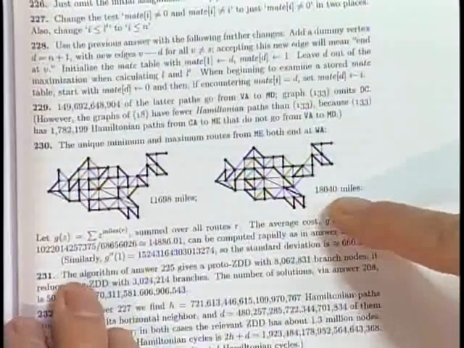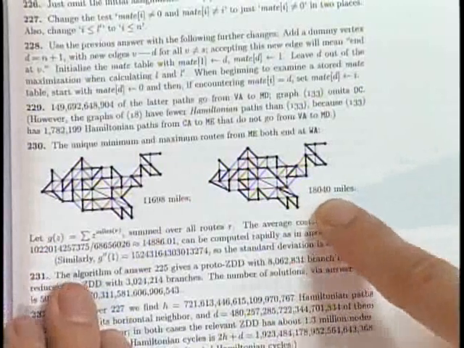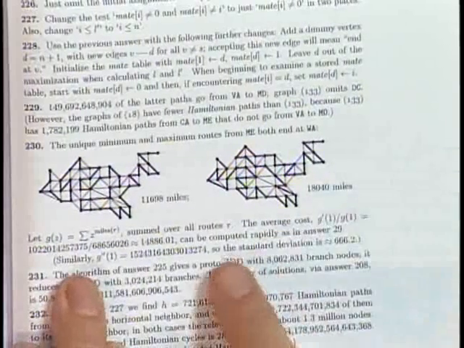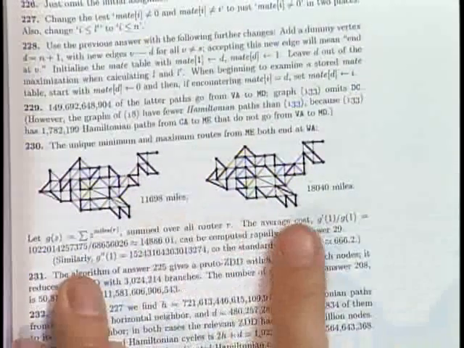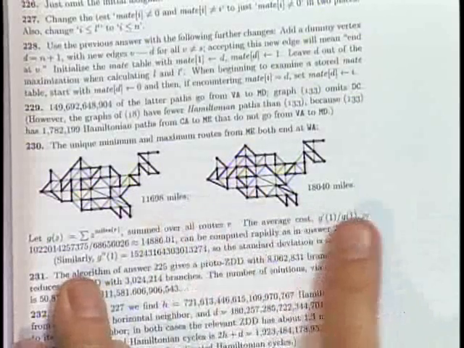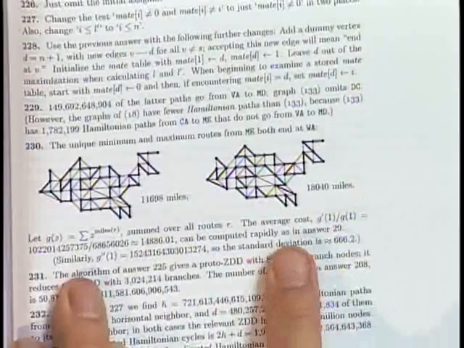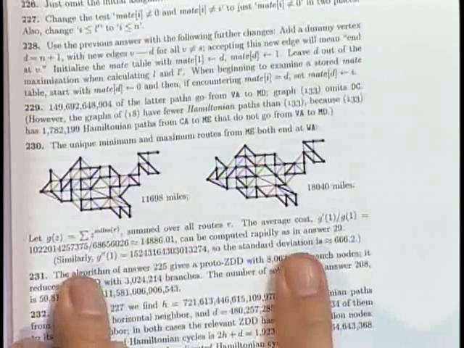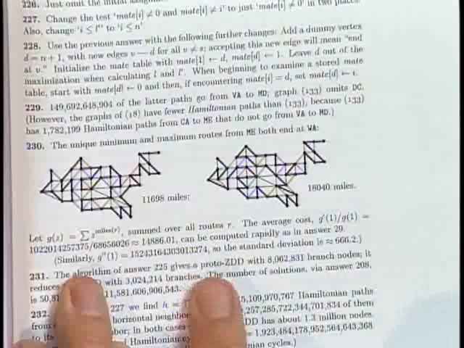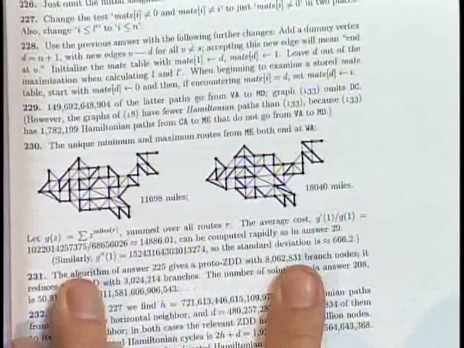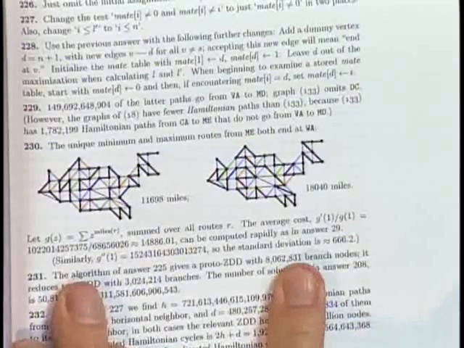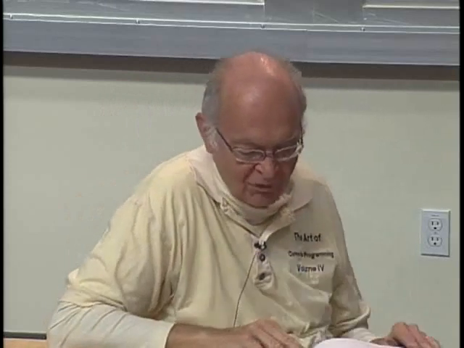And the amazing thing is that with the ZDD, you can not only easily figure the shortest route and the maximum route, but you can also find the cost of the average route, which is 14,000 some, and the standard deviation. So between all these routes. All right. So somewhere in here, I mentioned the running time, which was quite reasonable to do this.